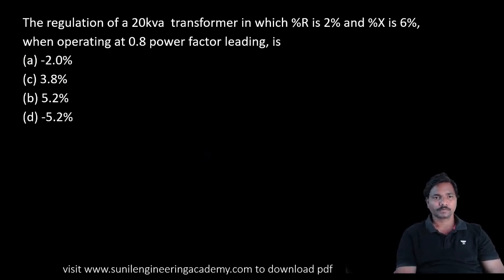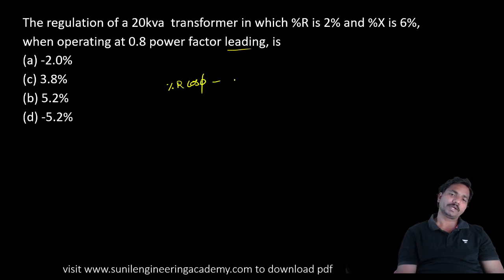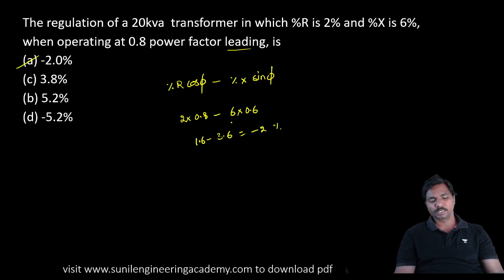Coming to the next question. The regulation of a 20 kVA transformer in which percentage R is 2, percentage X is 6, when operating at 0.8 power factor. Same model question, just here they have given leading. Leading means there is a chance of positive, negative or 0. So percentage R cos phi, leading means we take minus now, percentage X sin phi. Percentage R 2 into cos phi 0.8, percentage X 6 into sin phi, here 0.6. 1.6 minus 3.6, that means -2. So the answer is option A, -2.